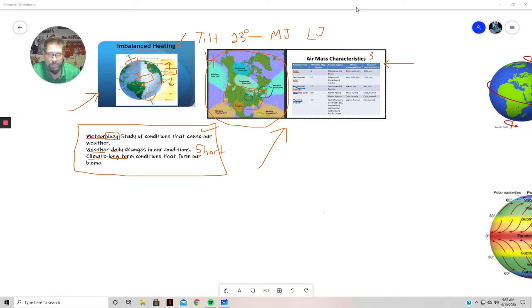And we talked about the air masses, the different types, and where they are or what they look like on the globe.